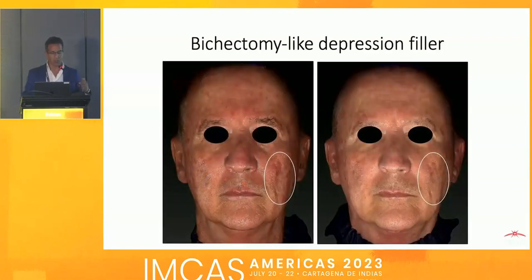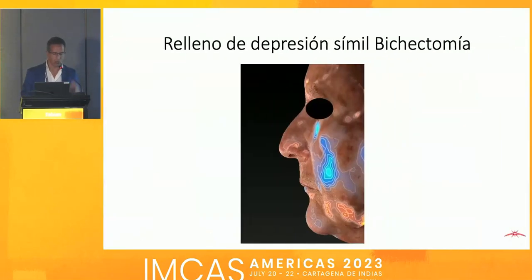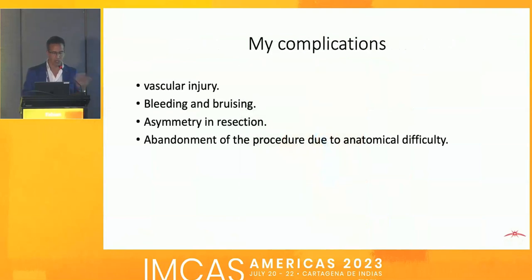But I did that with this male. I tried to simulate a bichectomy, and I added filler to resolve this depression. And for sure, I can do the same if I have a bichectomy to reverse the procedure. Finally, my complications: I had a vascular injury. If you want, I can talk about it during the moderation. Bleeding and bruising, asymmetry in resection, and abandonment of the procedure due to anatomical difficulty.